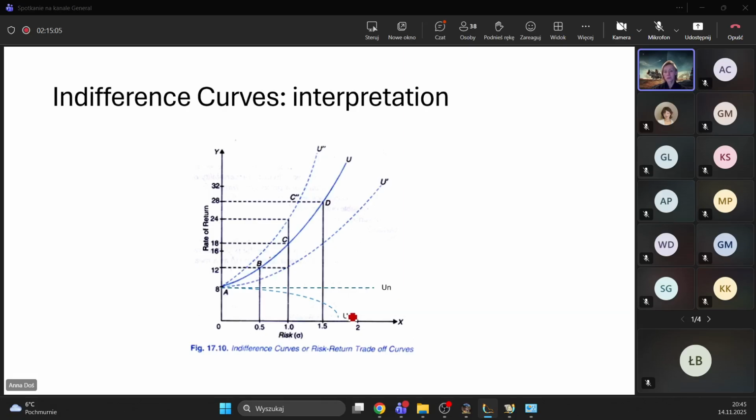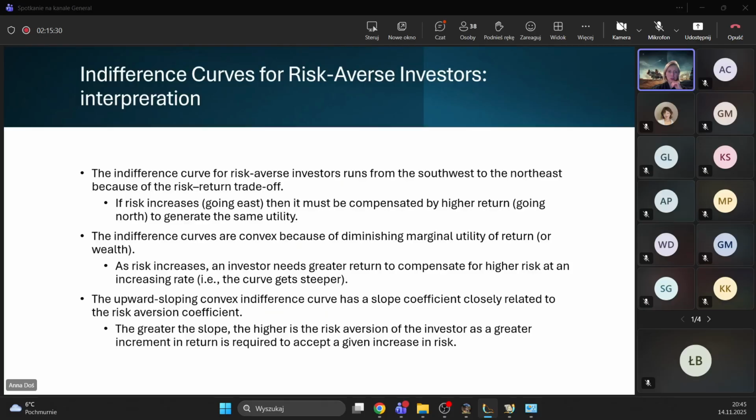We also have risk lovers. There are investors that seek risk. They deliberately go into the risky asset classes because the risk increases their utility. This is, I would say, not standard, but it happens. And risk lovers, the uncertainty lovers, have declining indifference curves.